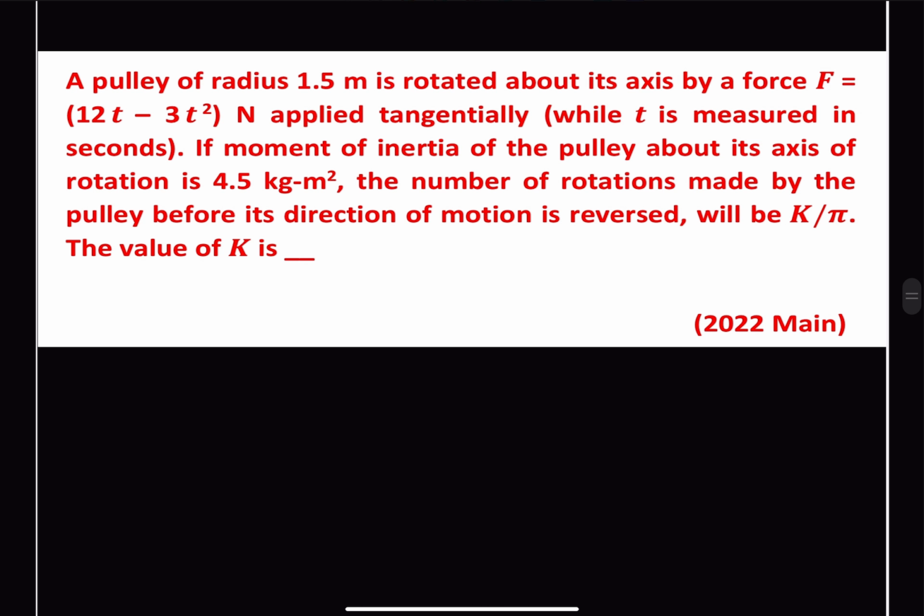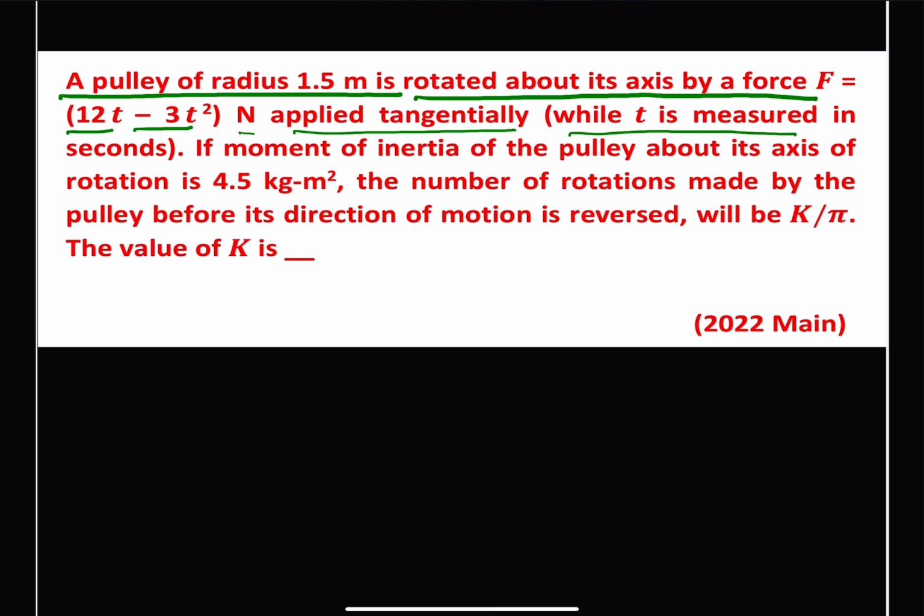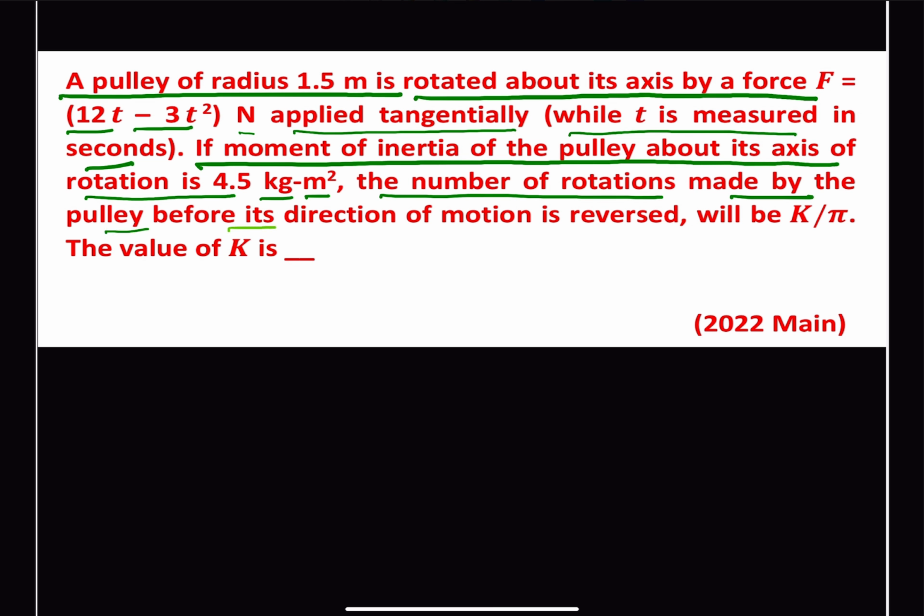It states that a pulley of radius 1.5 meter is rotated about its axis by a force F, which is 12t minus 3t square Newton, applied tangentially, while t is measured in seconds. If the moment of inertia of the pulley about its axis of rotation is 4.5 kg meter square, the number of rotations made by the pulley before its direction of motion is reversed will be k upon pi. The value of k is.